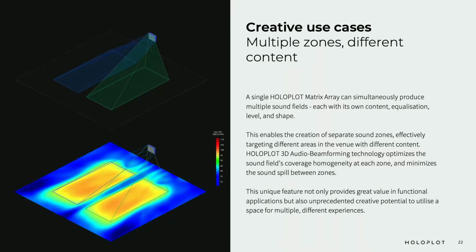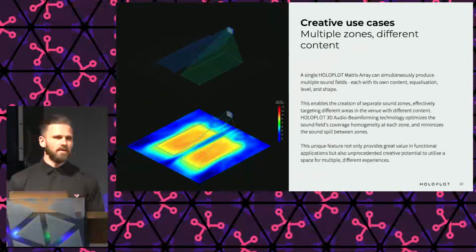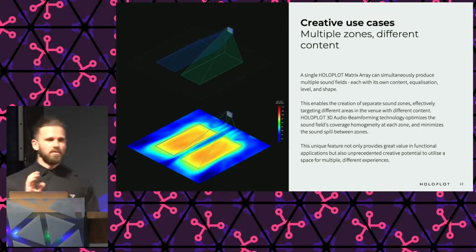With Holoplot, you can configure multiple beams simultaneously from the same array, each with its own content, EQ, level, and shape. You can easily deliver content to various locations using beams with different properties. Some of the applications of this feature, for example, could be running a multilingual conference room by physically splitting the room into different beams with different languages. Another example would be delivering information around exhibits in a museum, or delivering different beams into adjacent platforms in a train station.